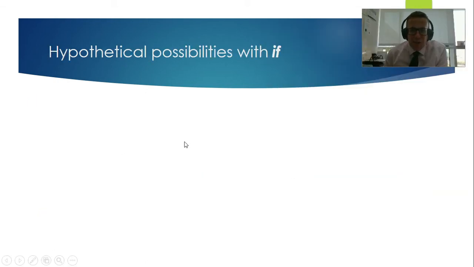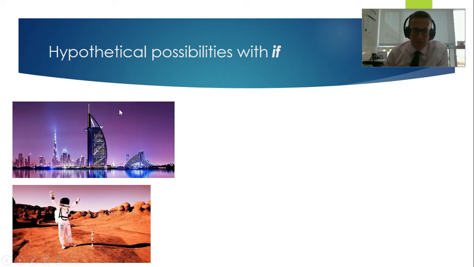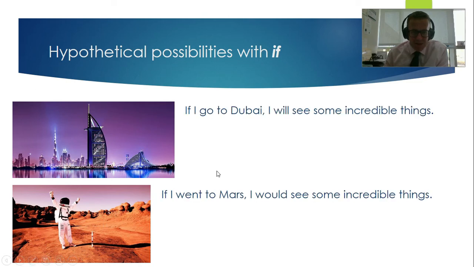So the next grammar point is called hypothetical possibilities with if. Now this sounds complicated, but it's really not if you just listen to this explanation. Here we have two pictures of places that it is possible I can go to. One is Dubai and the bottom one is Mars. So for the top one we say, if I go to Dubai, I will see some incredible things. The bottom one, if I went to Mars, I would see some incredible things.